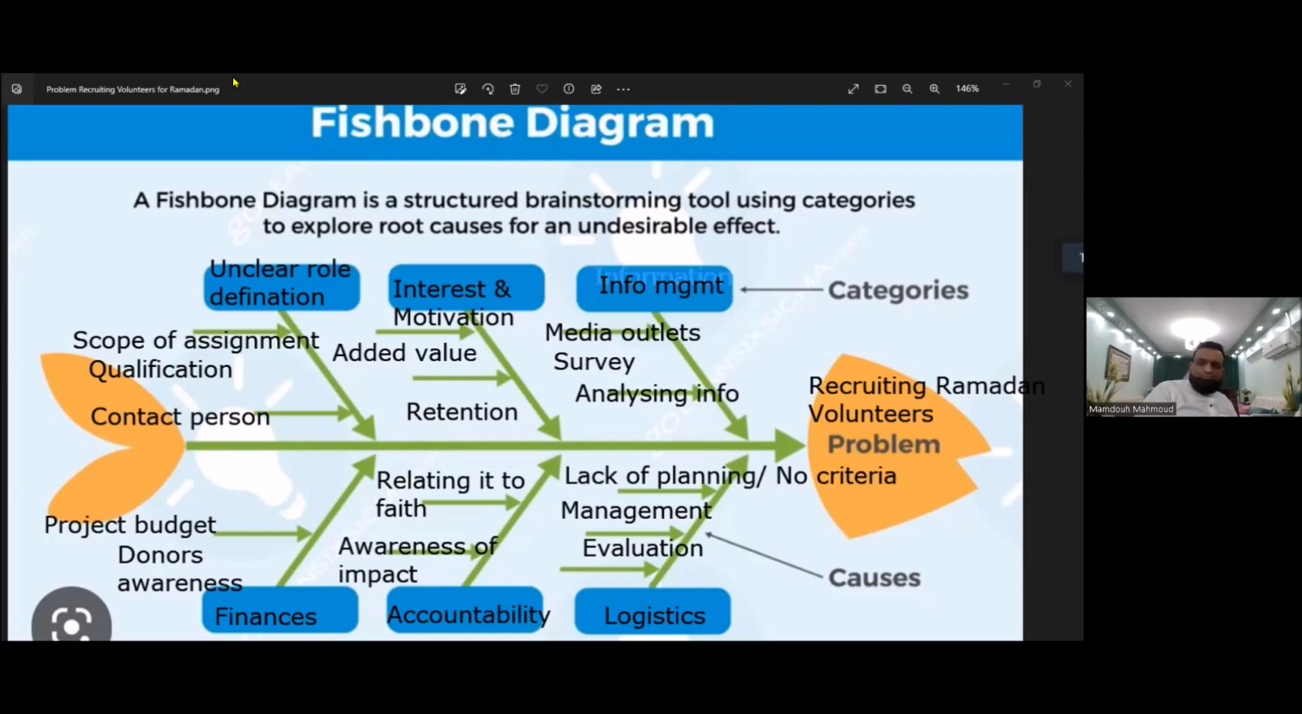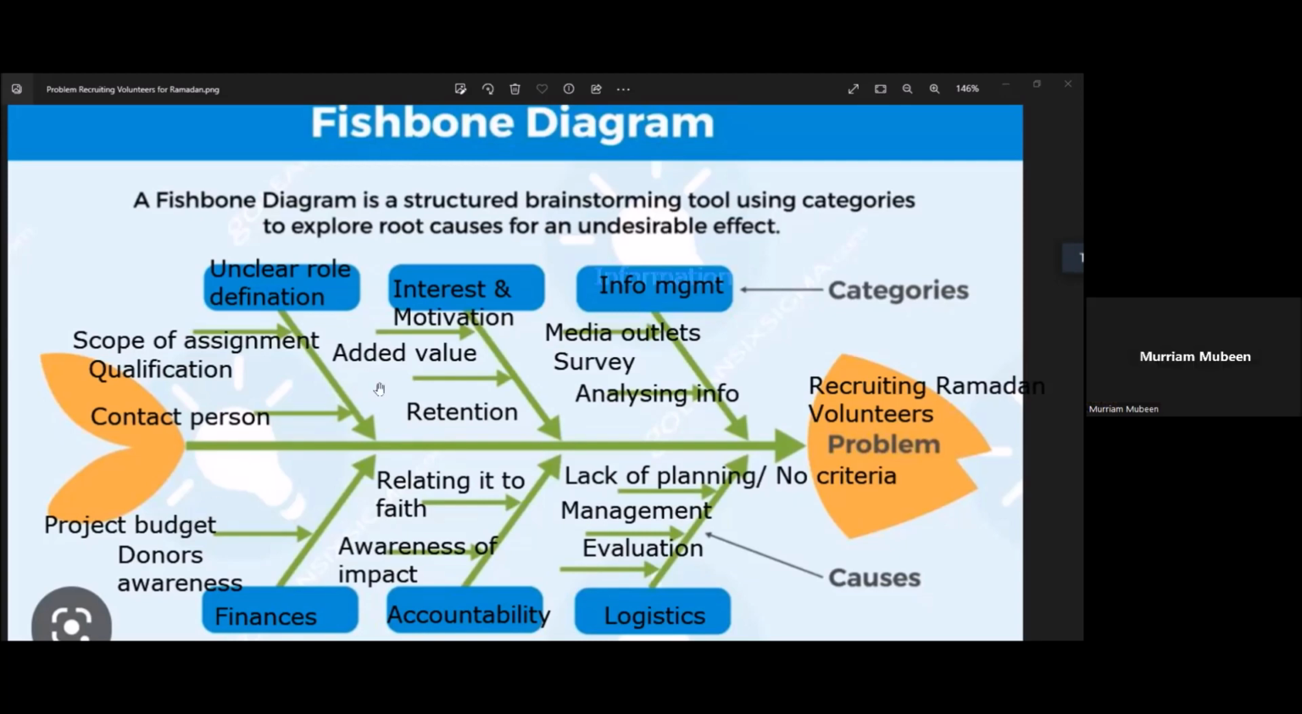Who else? Sister Mariam, did you write it? Yep. Okay. Can you repeat them so Sister Nurat can tell you if they are the ones? Yeah, so she said media outlets and analysis. Sister Nurat, what did you say? Yes. Media outlets, survey, analysis, under information management. Okay, all right. So who else?